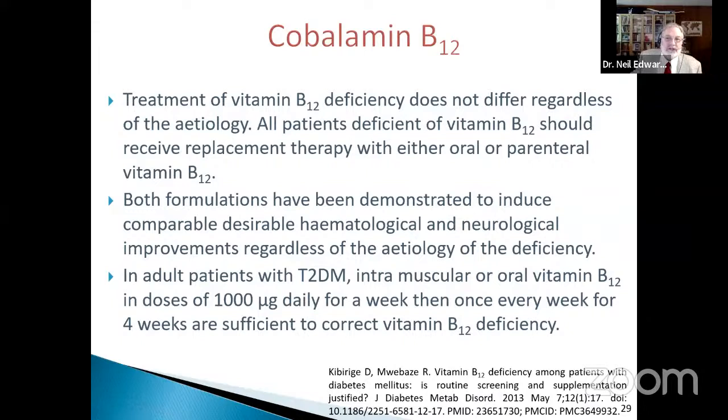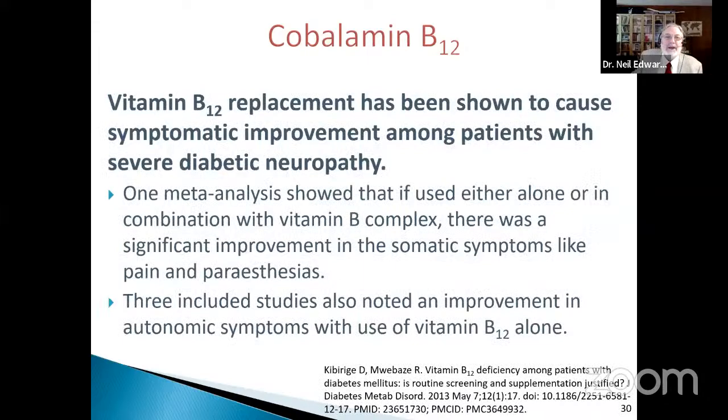You typically give intramuscular or oral B12 in doses of 1,000 micrograms daily for a week, and then once every week for 4 weeks will normally correct vitamin B12 deficiency. Higher doses, you'll find supplements typically going up to 10,000 units. But remember, you only absorb about 1% orally without the active transport. Active transport only moves 2 or 3 micrograms, which is a very low number. So if you take 1,000, you're only going to be absorbing 10 or 12 micrograms of that orally. The injection will, of course, work a little better.